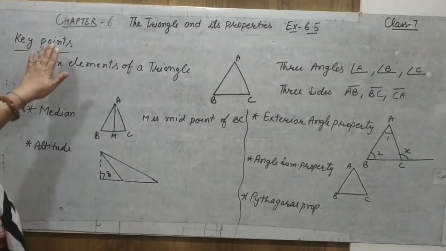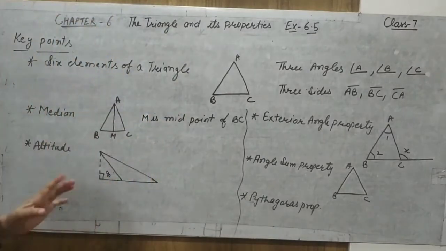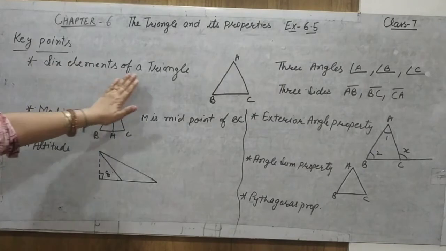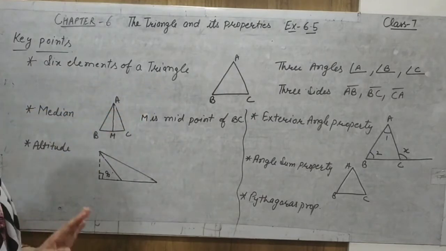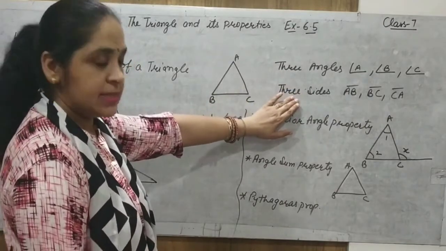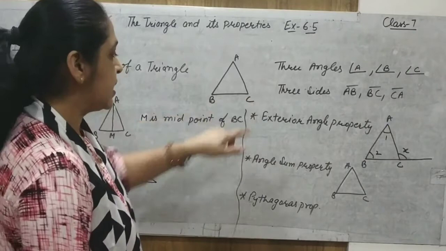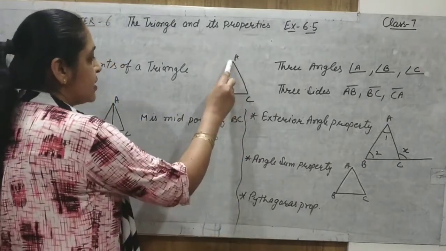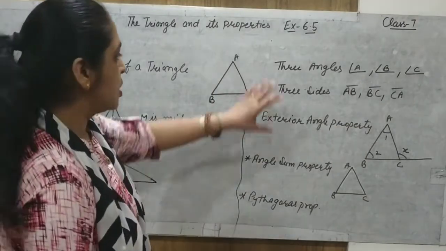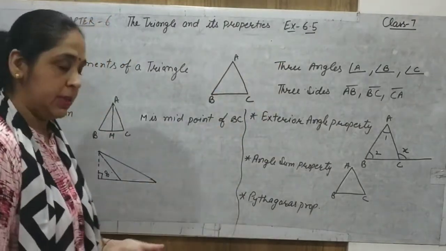Now students, the key points of this chapter, that is the triangle and its properties, which we have already discussed. First are the six elements of the triangle that we discussed in this chapter: 3 angles and 3 sides. Angle A, angle B, angle C, and the sides are line segments AB, BC and CA. This we have to use for a triangle, for using the further properties.